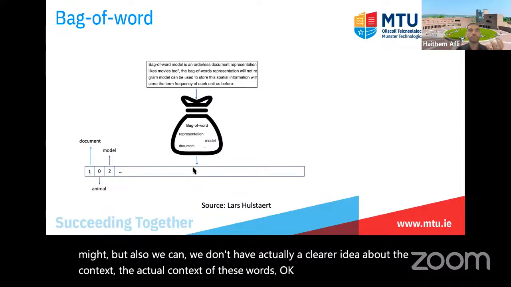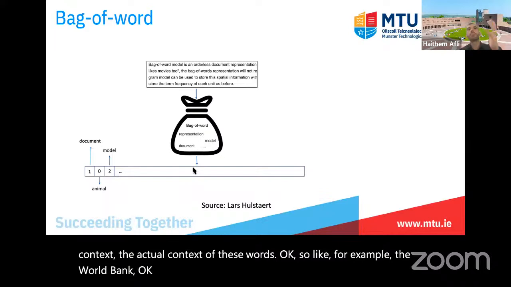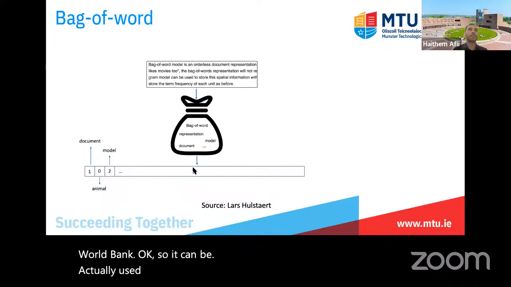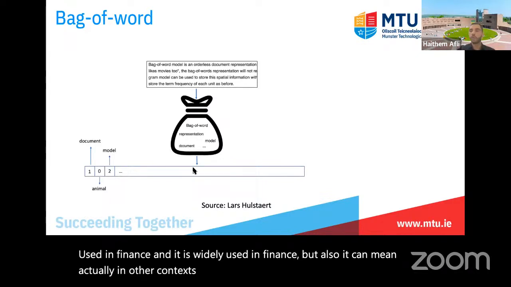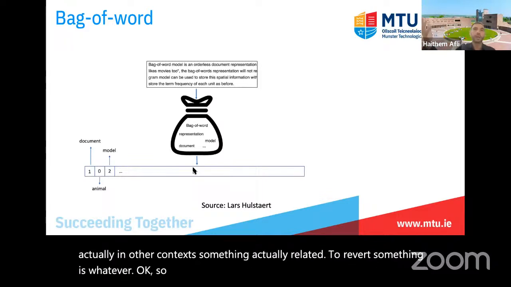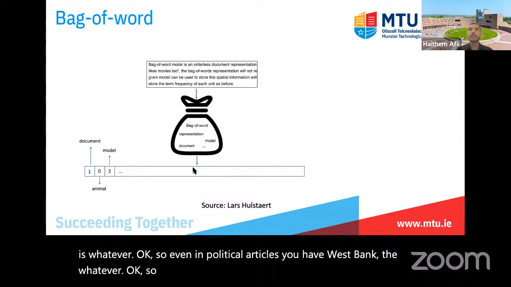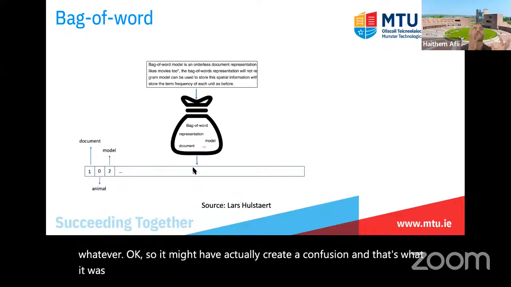Okay, so for example, the word bank. It can be used in finance, and it is widely used in finance, but it can also mean, in other contexts, something related to a river, or something else. Even in political articles, you can have West Bank. Okay, so it might create confusion, and that was the limit of this technology.